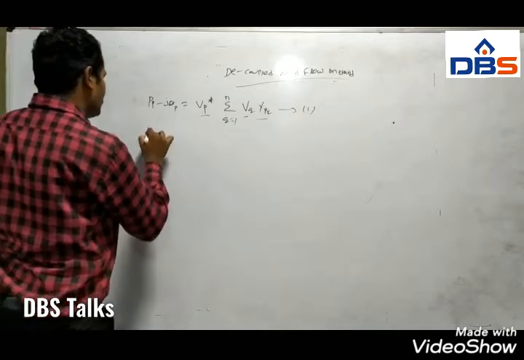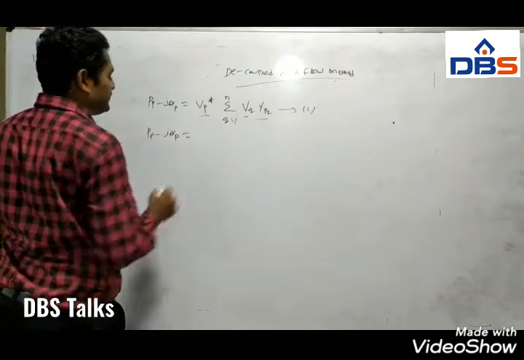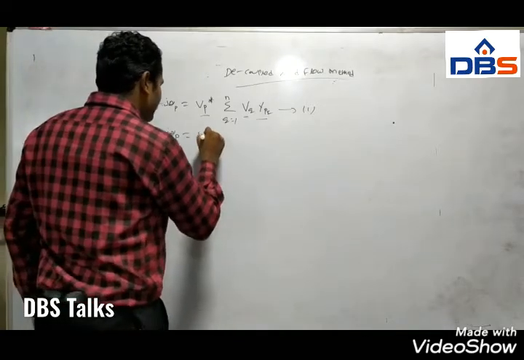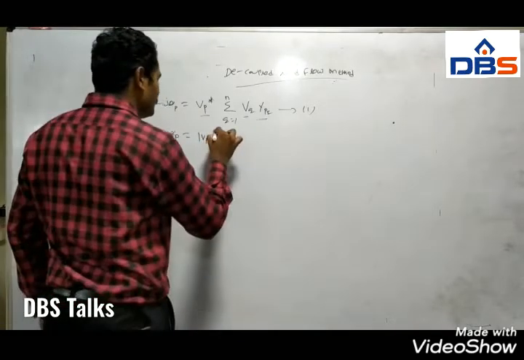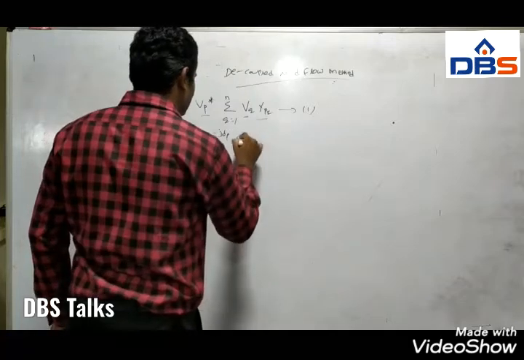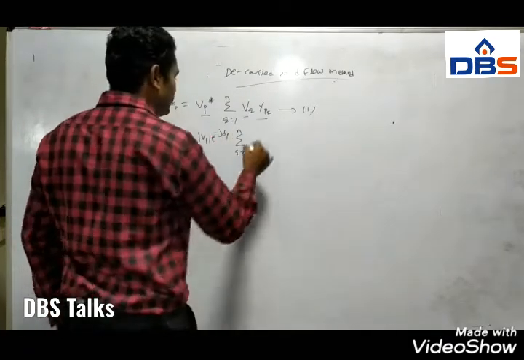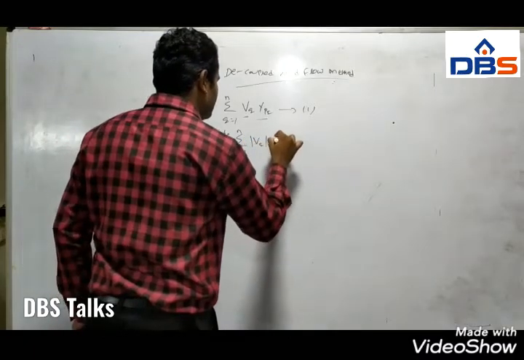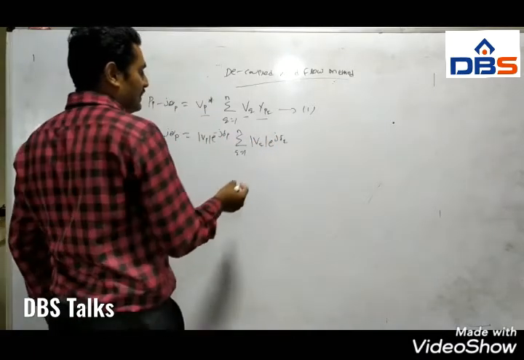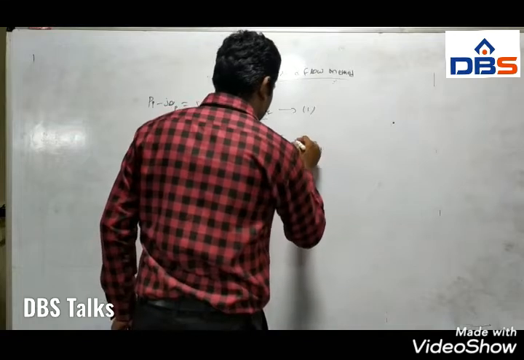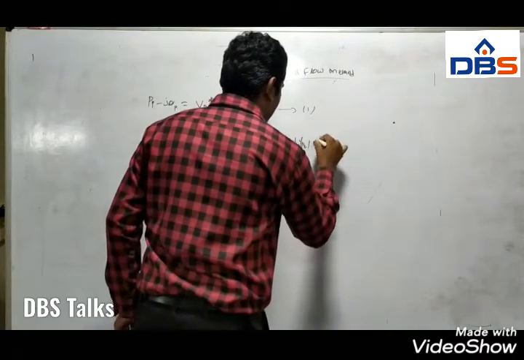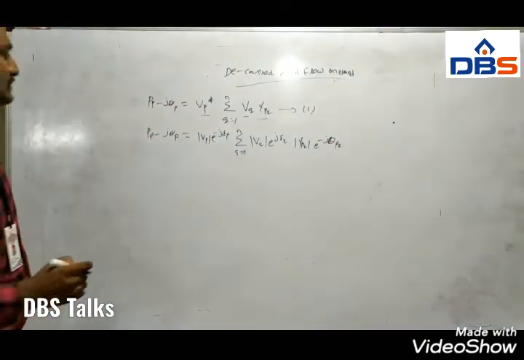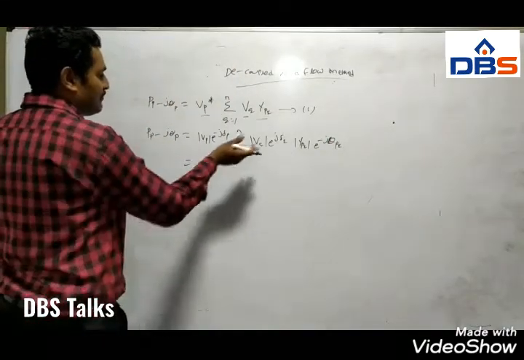You will get Pp minus jQp is equal to, Vp conjugate, which we already considered as mod Vp e power minus j delta p, sigma q equals 1 to n. Vq, here also we considered mod Vq e power j delta q, and similarly Ypq we considered mod Ypq e power minus j theta pq. After substituting those conditions, we have this equation.